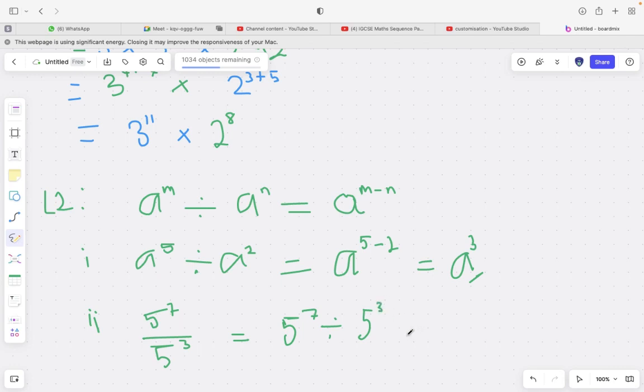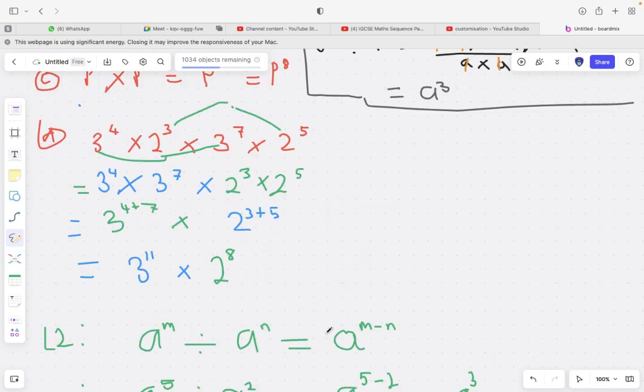So what you should do is, the bases are the same, so just take the base, and since it's division, you minus the powers. 7 minus 3, and this will be equal to 5 to the power of 4. Is that okay? This will simply be 5 to the power of 4. Now let's take another example quickly.